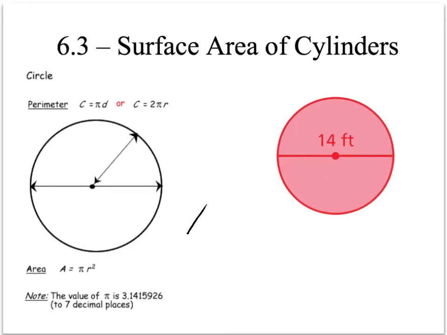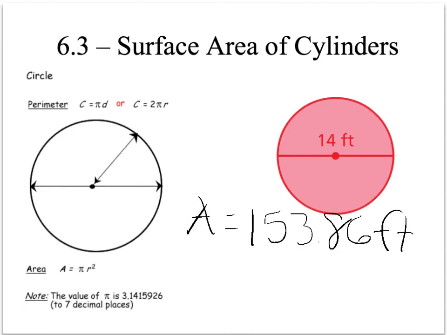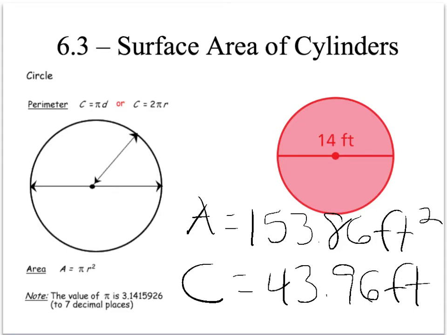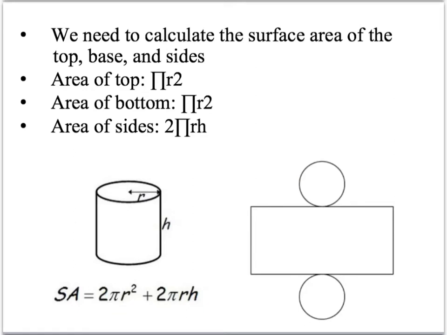Real quick, the answers for that circle are: the area is 153.86 feet squared, and the circumference is 43.96 feet. If you need extra practice, I would try these out. If you're still troubled, please see me on that. Okay, what we're going to be doing is finding the surface area of a cylinder.